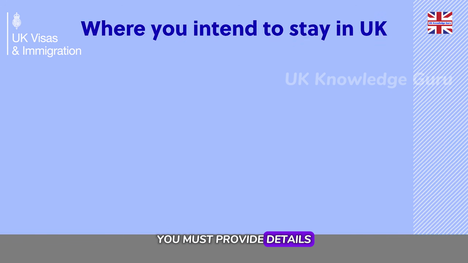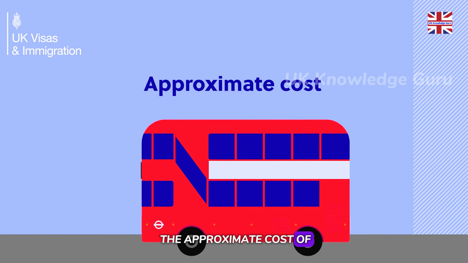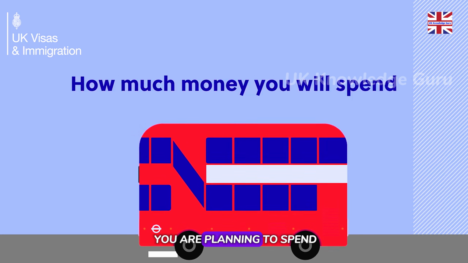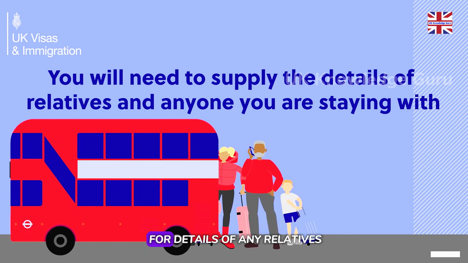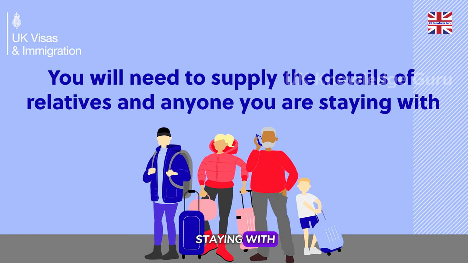Reason for your travel. You must provide details of where you intend to stay in the UK, including the approximate cost of your visit, and how much money you are planning to spend. You will be asked for details of any relatives in the UK, and anyone who you are staying with.